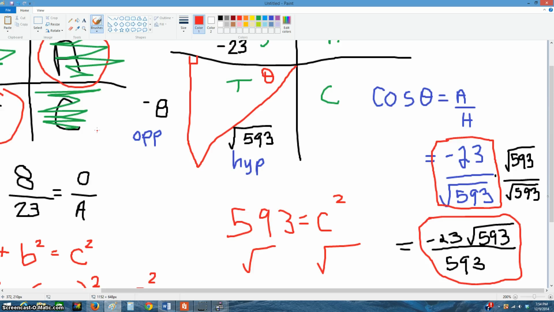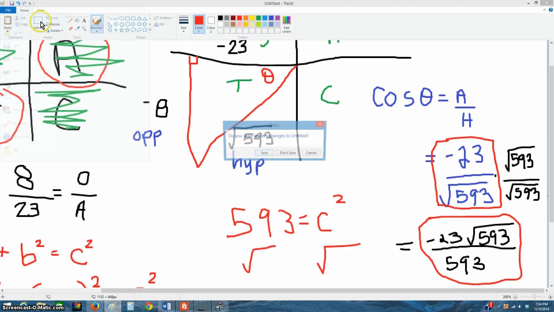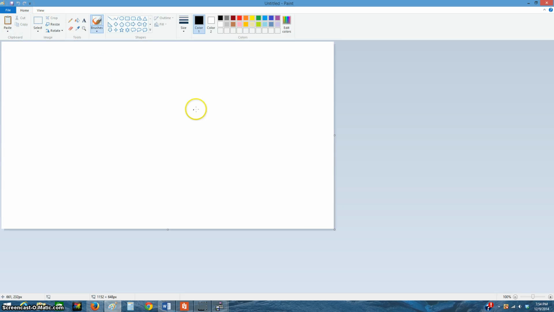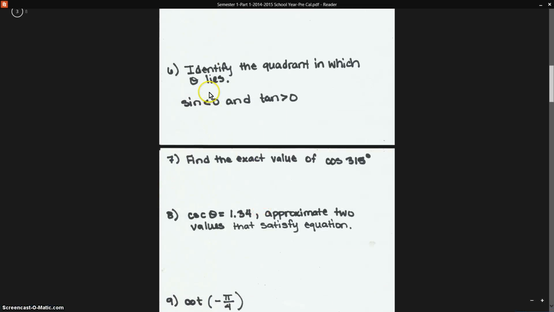Let's take a look at number 6. Number 6 says identify the quadrant in which theta lies. Okay, so let's take a look at that right quick. So 6, let me get a clean one here. And let's take a look at it. All right, we're given 2 pieces of info. I like these. These are fun and very easy. It says sine is less than 0 and tangent is greater than 0.